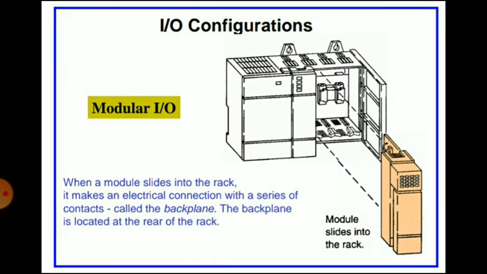So, input output configurations, you can see the modular input output. The module slides into the rack. When the module slides into the rack, it makes an electrical connection with a series of contacts called a backplane. The backplane is located at the rear of the rack.